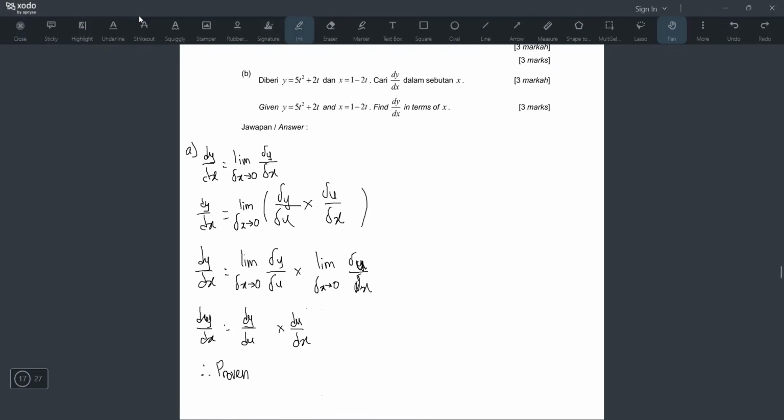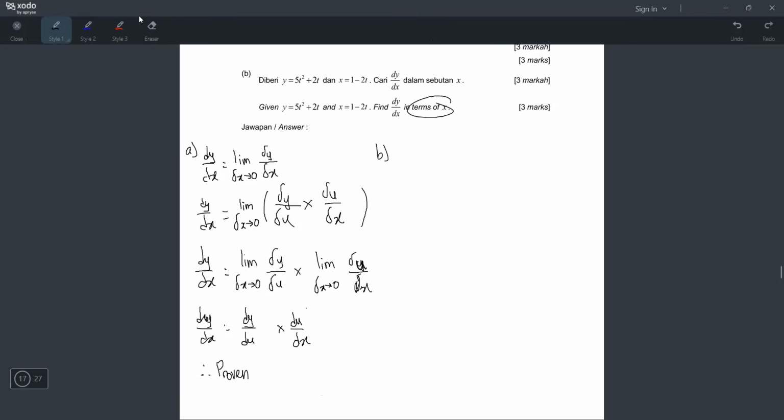Okay, let's continue with question B. B says, given y equals to this, x equals to this, find dy/dx in terms of x. Okay, if you want to find dy/dx in terms of x, you need to have the equation for y in terms of x first. But you don't have the equation for y in terms of x.